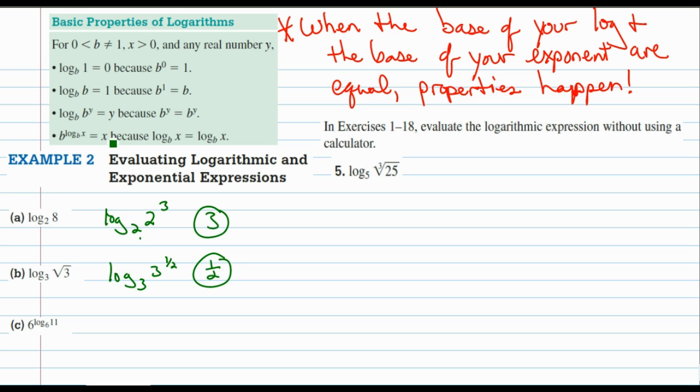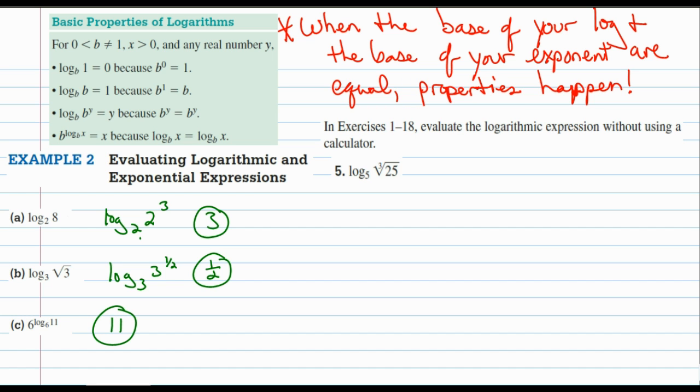Now part C is the one that I haven't explained to you why it works yet. The base of my exponent is 6. 6 to the log base 6 of 11. The base of my log is also 6. So this is simply 11.